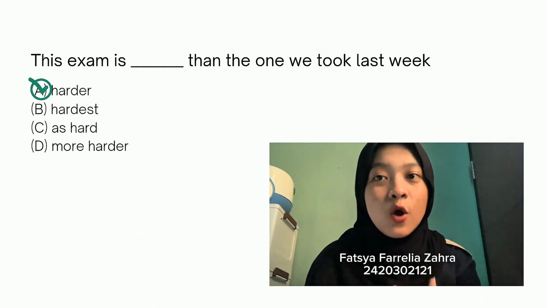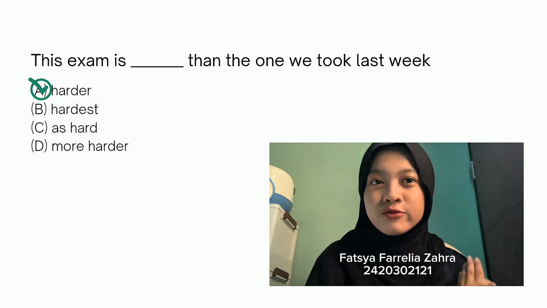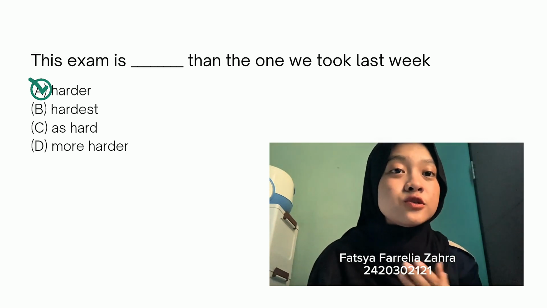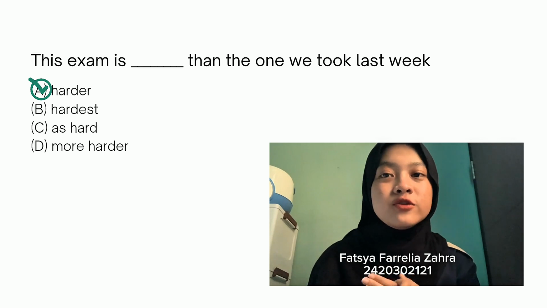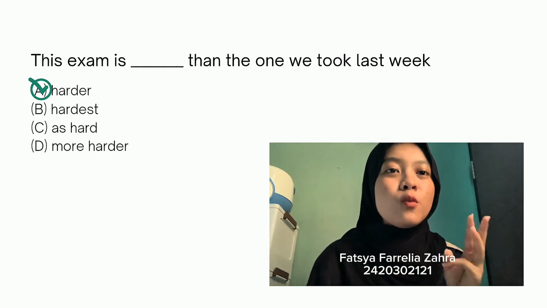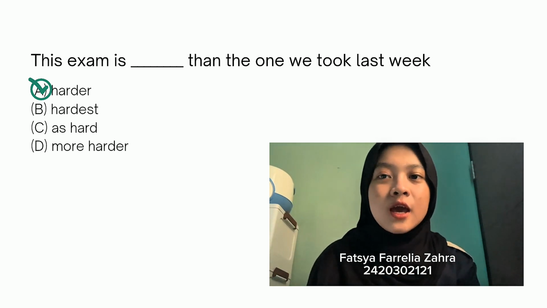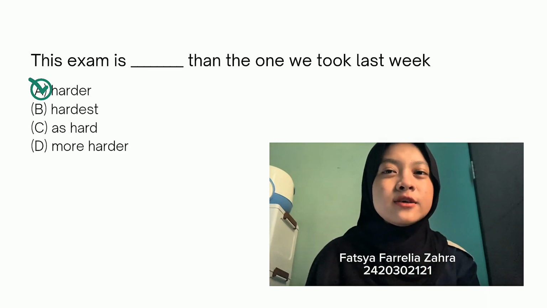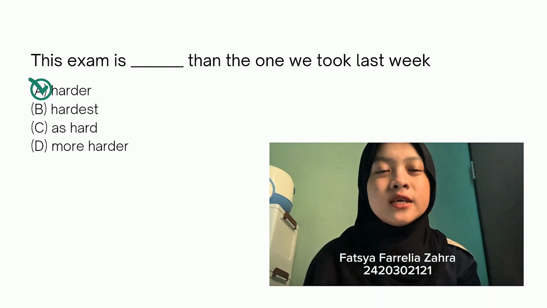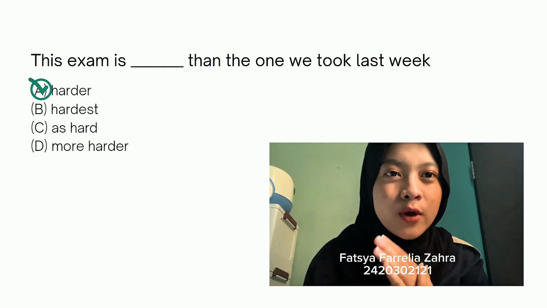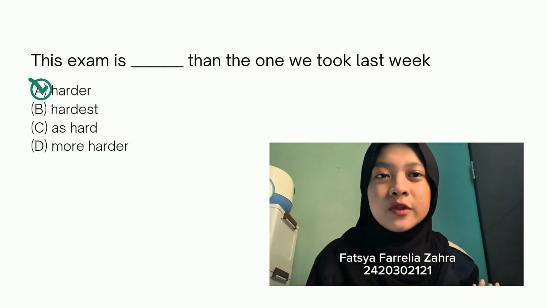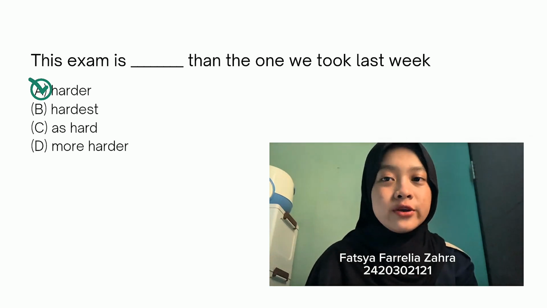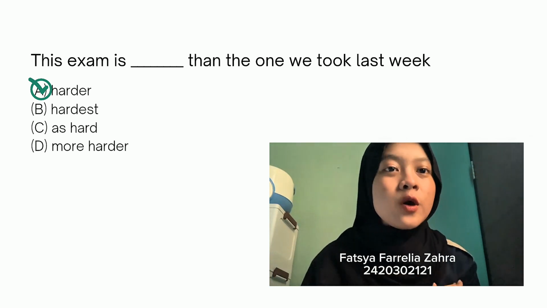Why aren't the other options right? Option B, hardest. This is the superlative form used for comparing three or more things. Option C, as hard. The phrase as hard shows equality, but in the question there is a difference. Option D, more harder. This is a double comparative.